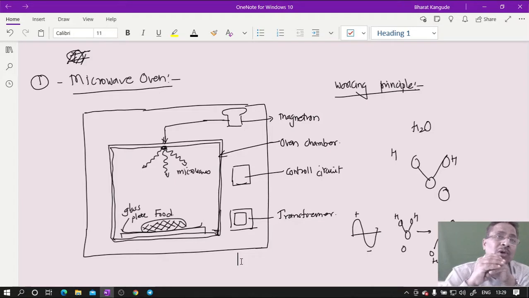So microwave oven cooking is one of the very prominent and popular ways of cooking in large restaurants, resorts, hotels and the like. Usually at home we do not use this, but nowadays some people are using microwave ovens too for their cooking. So this is the difference between our conventional cooking and this microwave cooking.